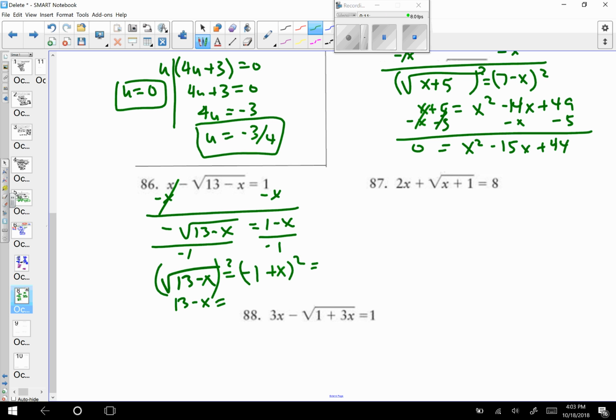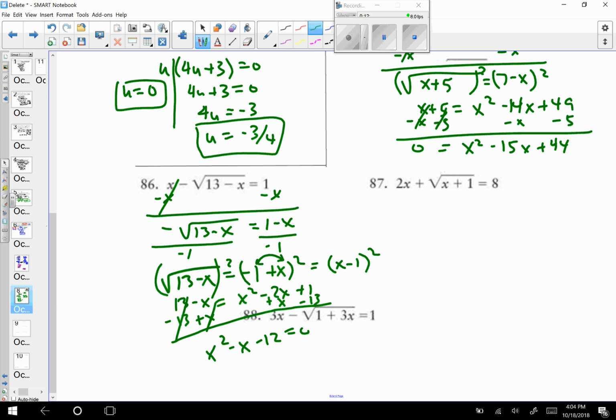and I told you that this is the same thing as x minus 1 squared, right? Because I can flip these two, commutative property. So I get x squared minus 2x plus 1. Bring everything to one side, right? Minus 13, plus x, minus 13. So these cancel out, and we're left with x squared minus x minus 12 is equal to 0.